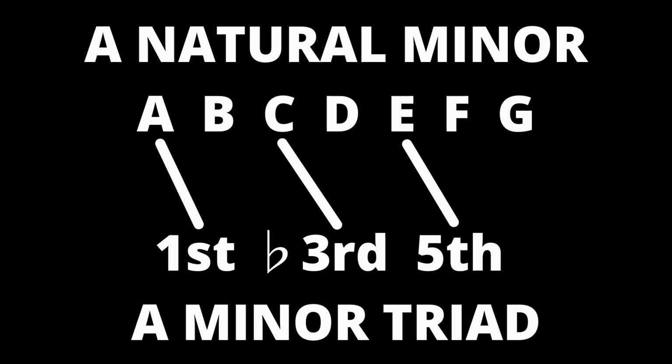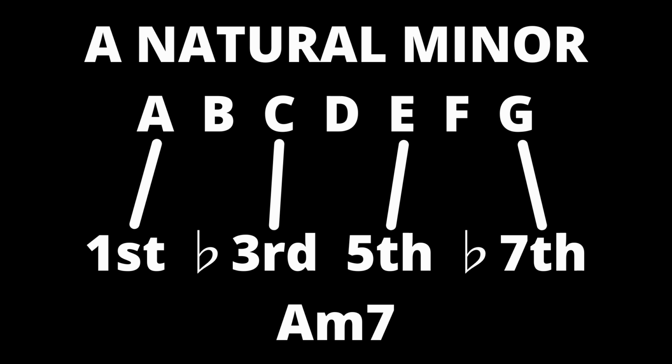Let's look at an example. The A natural minor scale has the following notes: A, B, C, D, E, F, and G. The first note is A, the minor 3rd is C, and the 5th is E. These 3 notes make up the A minor triad. If you add the minor 7th note G, then you have an A minor 7th chord.